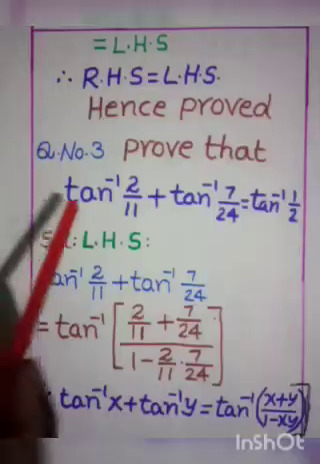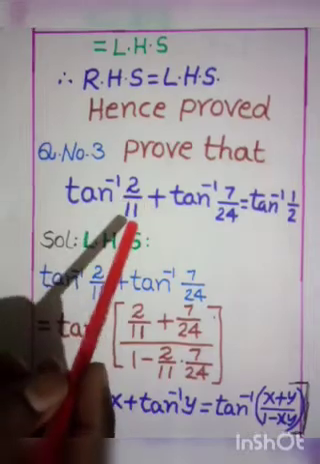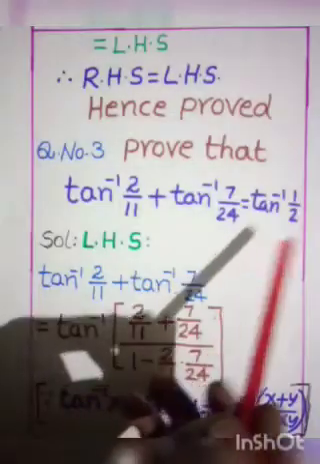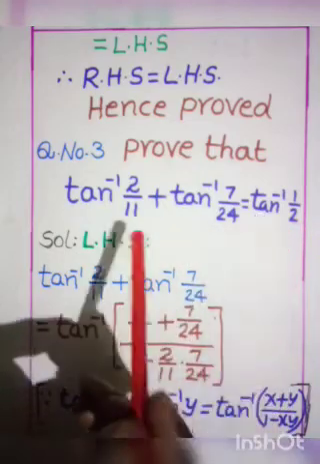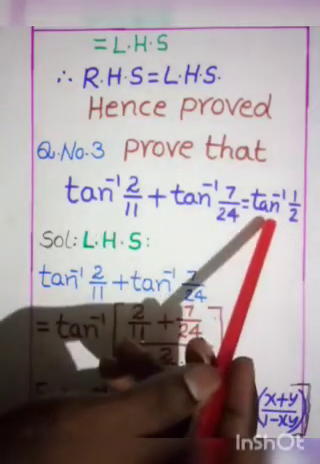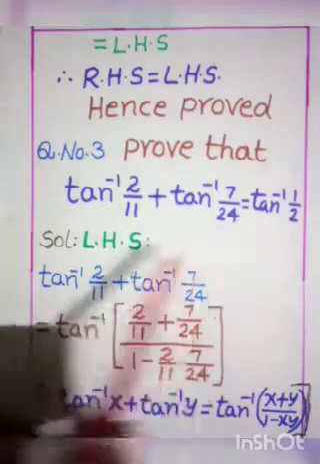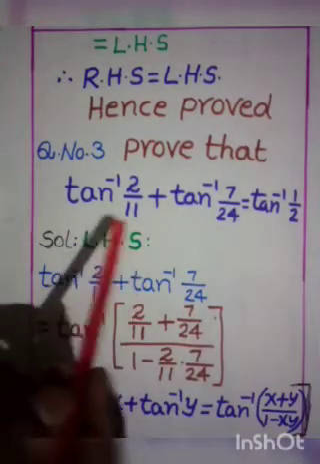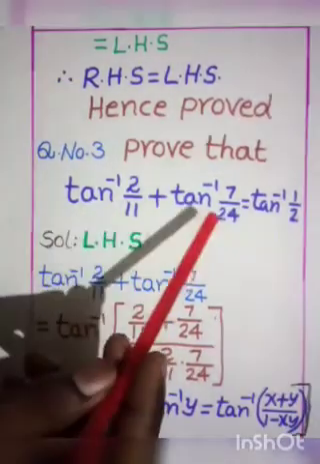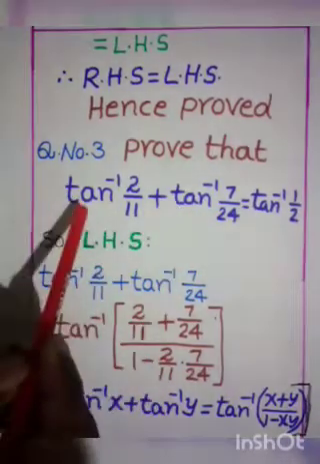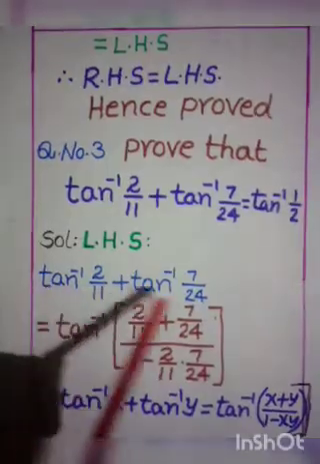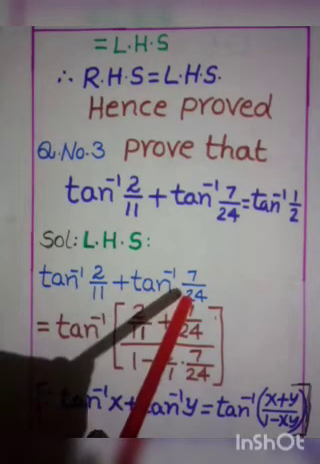Prove that tan inverse of 2 by 11 plus tan inverse of 7 by 24 is equal to tan inverse of 1 by 2. We have to prove this statement. Okay, my dear children? Right. Now we take the LHS. To prove this statement, we take the LHS. What is the LHS? Tan inverse of 2 by 11 plus tan inverse of 7 by 24. So we have taken the LHS here.